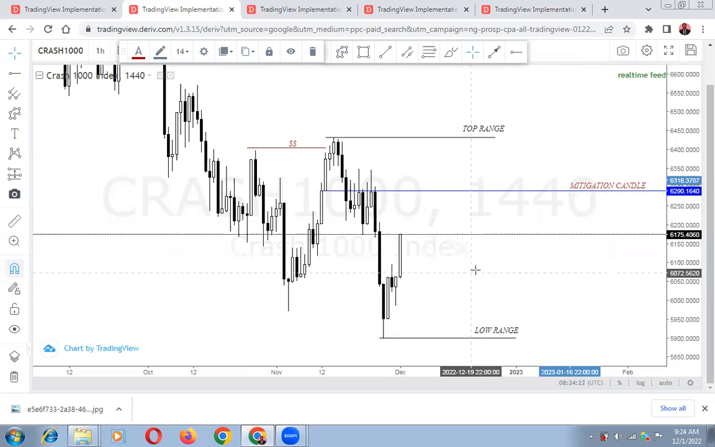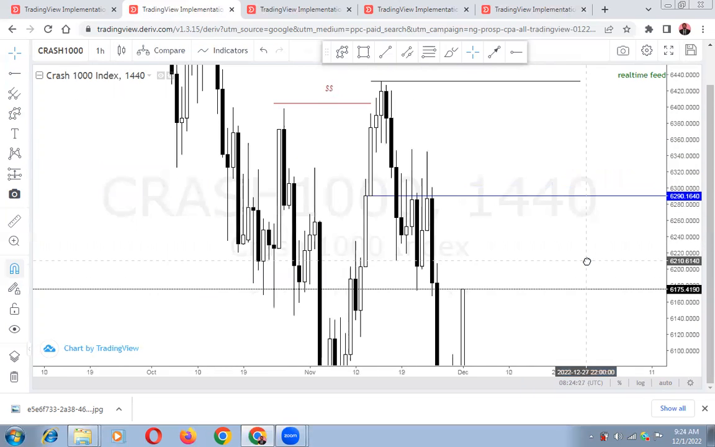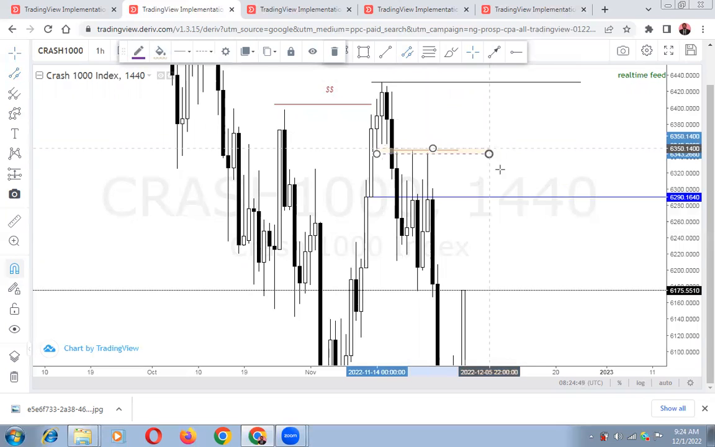Since we are backtesting, I'm going to show you some other things we should look out for. If you look at this place, there are a series of equal highs here suggesting liquidity. This is internal liquidity within this place. I can spot a little imbalance around this region.